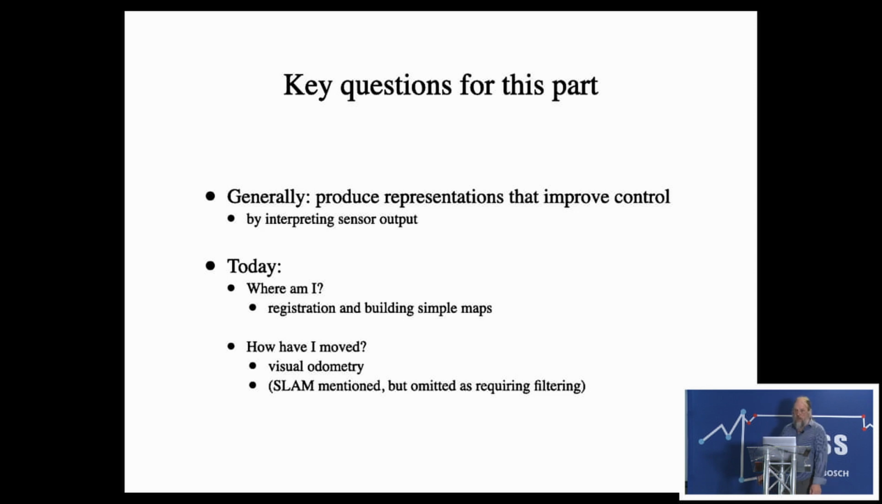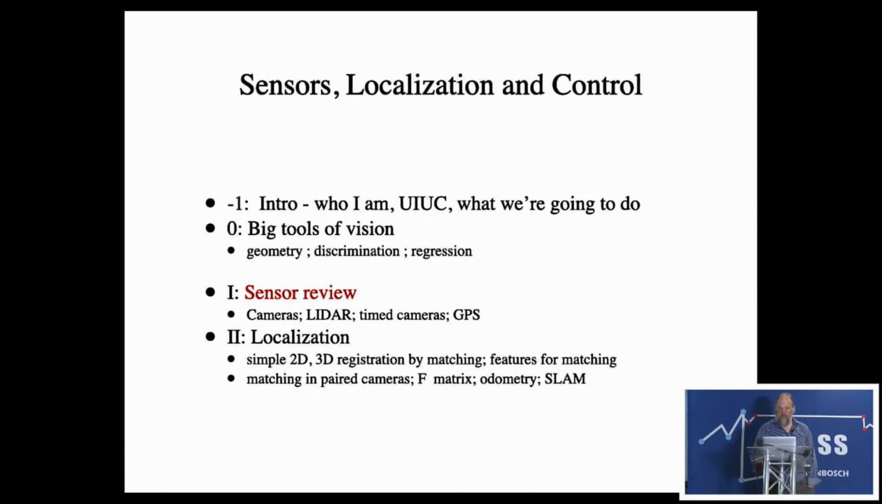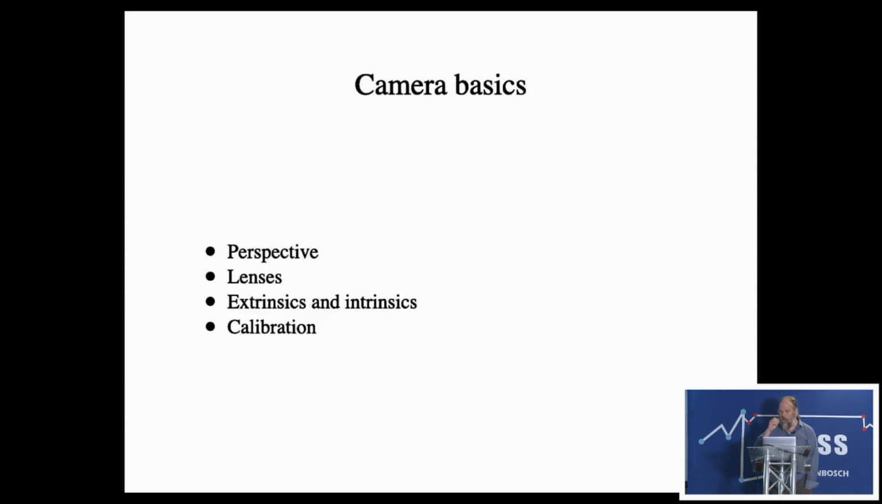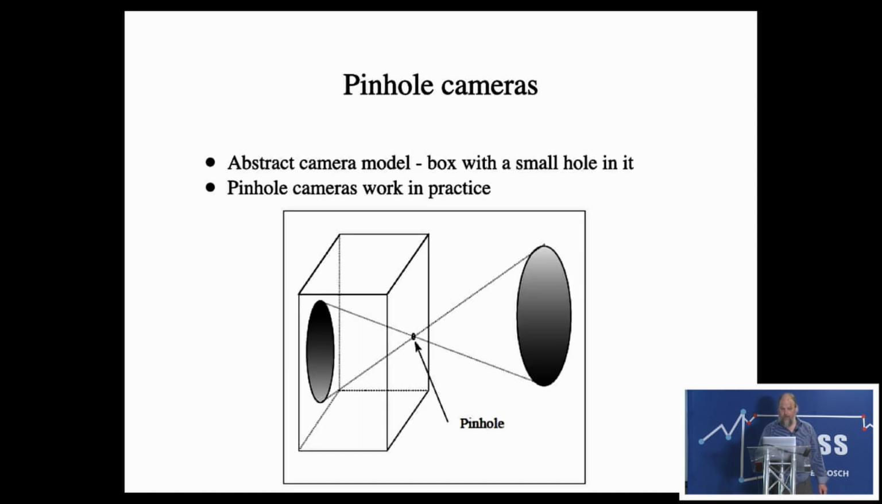Okay. So what I want to do is produce representations that improve control. I want to be better than just an imitation learner. And today what I'm going to do is talk about registration maps, which tell me where am I, and I'm going to think about how have I moved, which gives me odometry and SLAM. But we've got to do some sensor stuff first. So what do we have for sensors? Well, I'm going to talk about the basics of cameras and what they do. So perspective, lenses, extrinsics and intrinsics, and calibration.